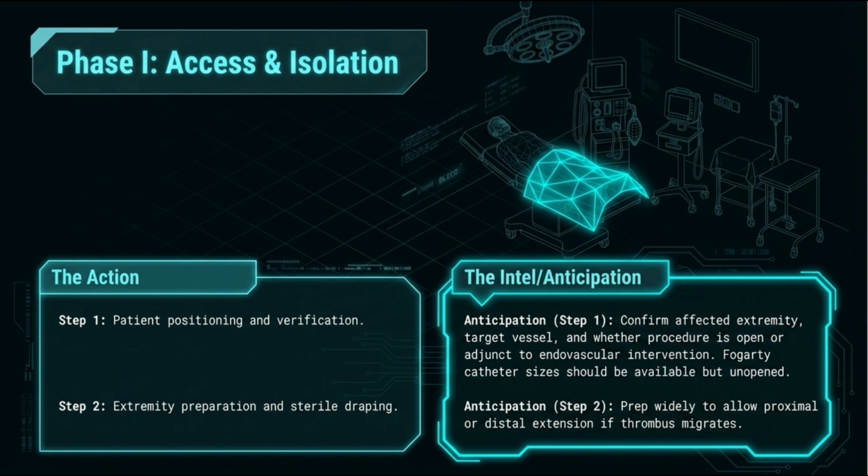This phase begins with patient positioning and verification of the affected extremity. The surgical field is prepped widely to allow for extension if needed. It's important to confirm whether the procedure will remain open or involve endovascular components. Fogarty catheters should be available, but not opened yet. Early preparation ensures flexibility as the case progresses.